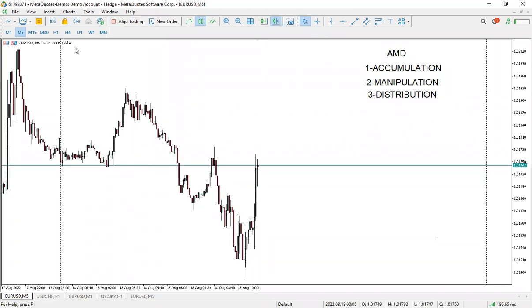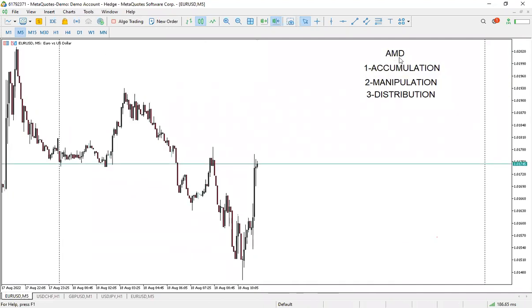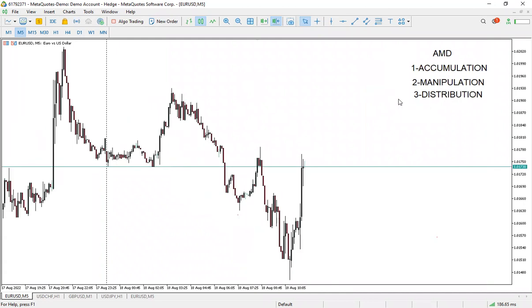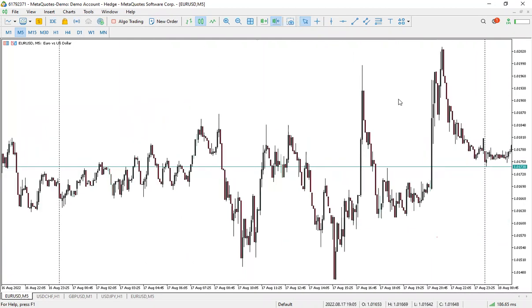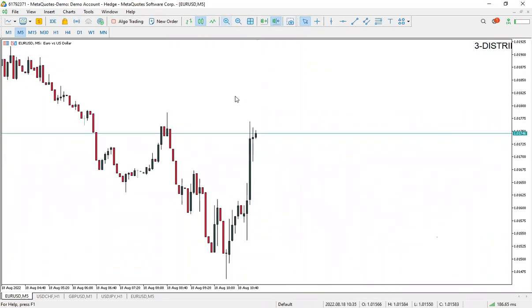Let's focus. This is a chart of EURUSD. Don't forget that we're going to be focusing on accumulation, manipulation, distribution. So let me go. Okay, let's just start with today's price movement.